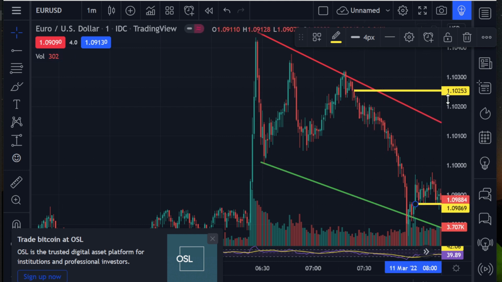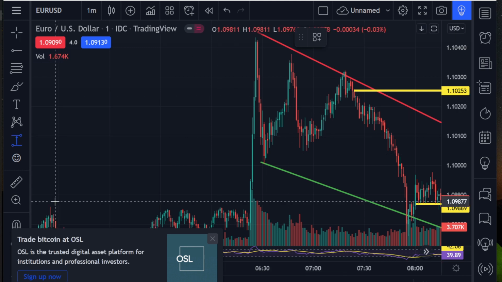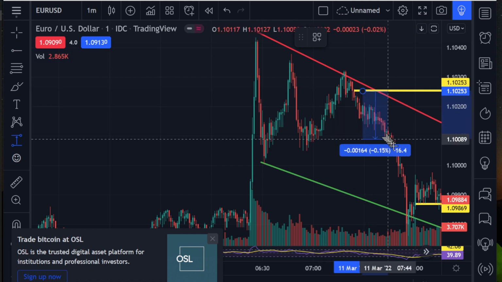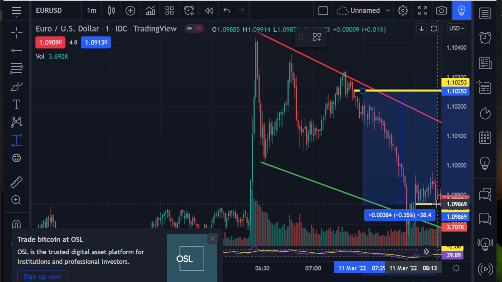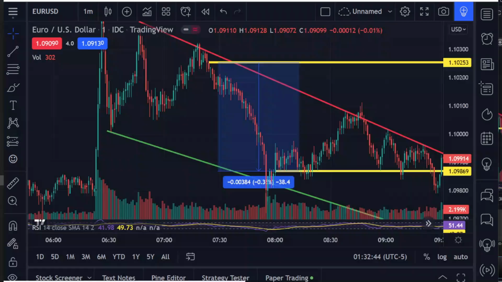Now we could calculate this. All you'd have to do is subtract one from the other. It doesn't matter which direction, and you'd get the pip movements. But we can also have some help here with that. Right here we have a price range help. So we just click on price range. We start here, and then we just go down to here, and there's our price range.